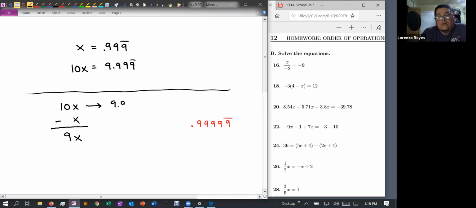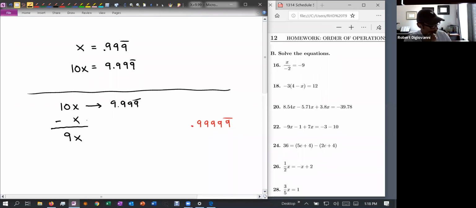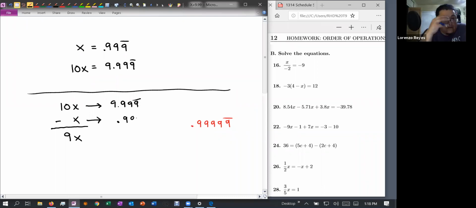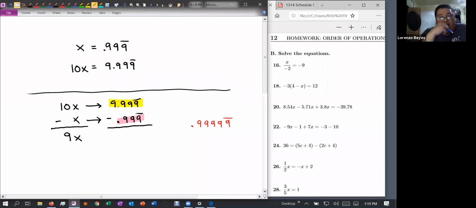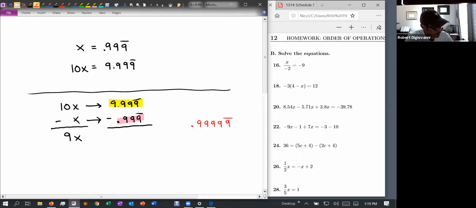9.999 repeated, right? And what did we say x was? 0.999 repeated, okay? Now, if we subtract, this is the key right here. If we take 9.999 repeated and we subtract from it just the 0.999 repeated, what are you left with? The 9. Just 9. Do y'all see that all of these little 0.999s cancel? And all you're left with is 9.